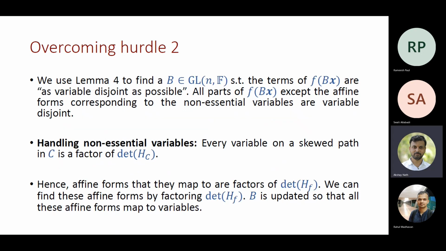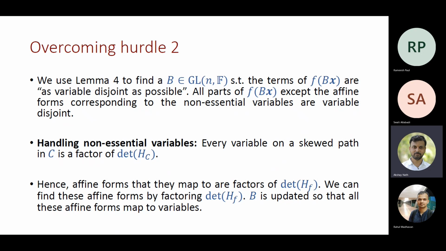So at a very high level, and skipping a lot of details, what we do is the following. We first use Kayal's approach to find an invertible matrix B so that the terms of F of Bx are as variable disjoint as possible. What do I mean by this? All parts of F of Bx except the affine forms corresponding to these non-essential variables become variable disjoint. So now there are only some parts of F which are not variable disjoint. We need to handle them somehow.